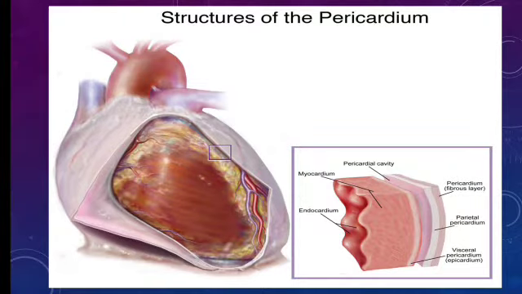Now we are going to see about the structures of the pericardium. Here you can find the parietal pericardium and the visceral pericardium. The visceral pericardium merges with the myocardium.